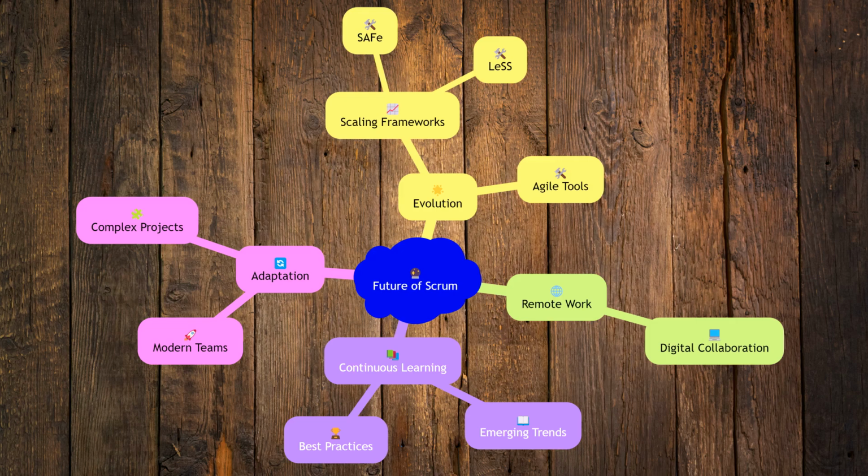Continuous learning and adaptation will be key to the future success of Scrum. By staying informed about emerging trends and best practices, teams can ensure that they remain agile and responsive to the ever-changing demands of their projects.